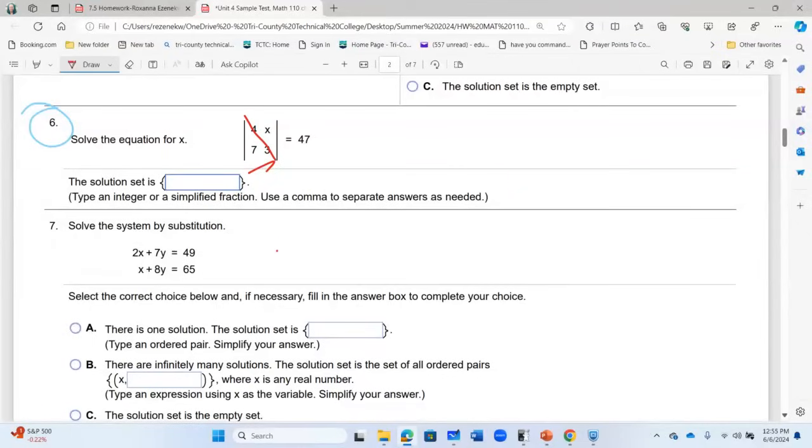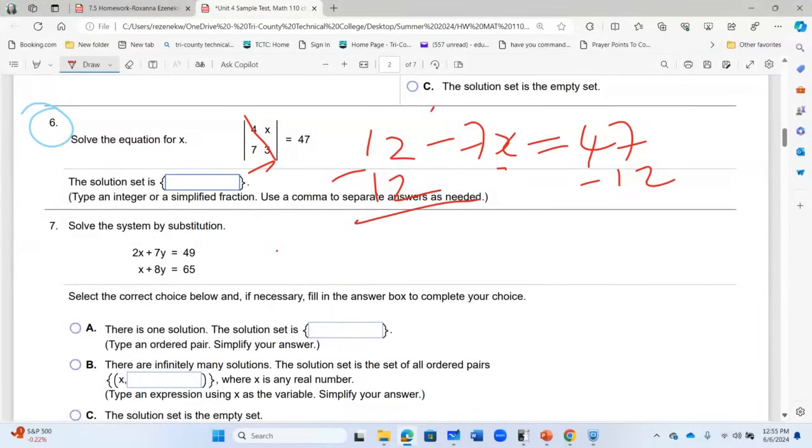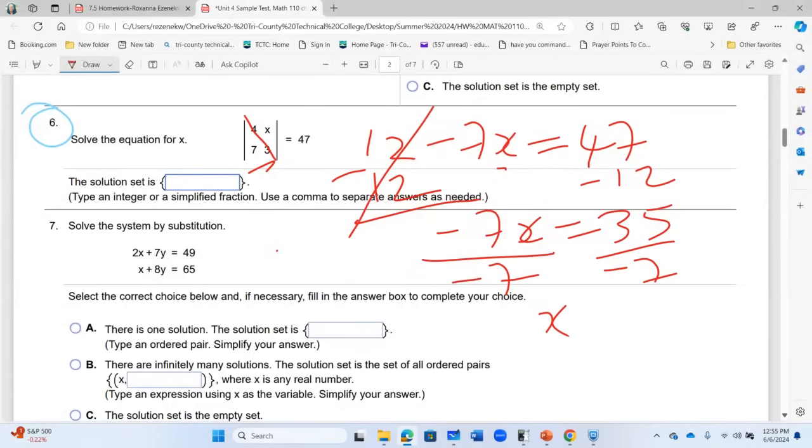So 4 times 3 is 12 minus 7 times x, 7x, is equal to the determinant, 47. Solve for x. So minus 12 on both sides. This cancels. So negative 7x is equal to 35. Divide both sides by negative 7. So x is equal to negative 5.